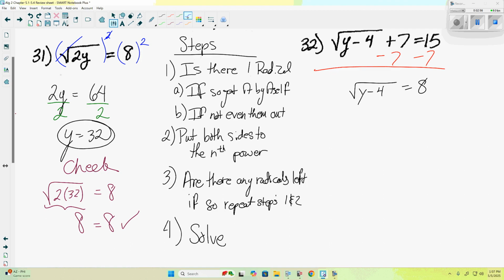Is the radical by itself now? Yes. So we can move on to step 2. We're going to put both sides to the nth power. And that nth power is going to be 2. Here the square root and square will cancel, telling us y minus 4 is equal to 64.